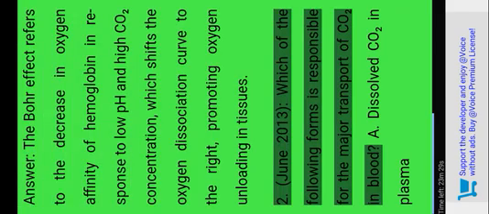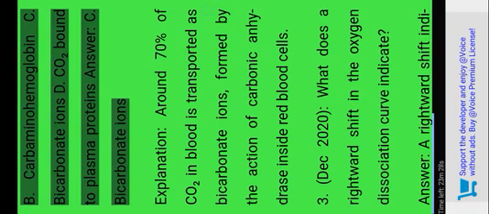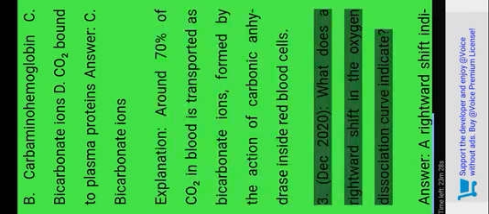2. June 2013. Which of the following forms is responsible for the major transport of CO₂ in blood? A. Dissolved CO₂ in plasma. B. Carbamino-hemoglobin. C. Bicarbonate ions. D. CO₂ bound to plasma proteins. Answer. C. Bicarbonate ions. Explanation. Around 70% of CO₂ in blood is transported as bicarbonate ions, formed by the action of carbonic anhydrase inside red blood cells.